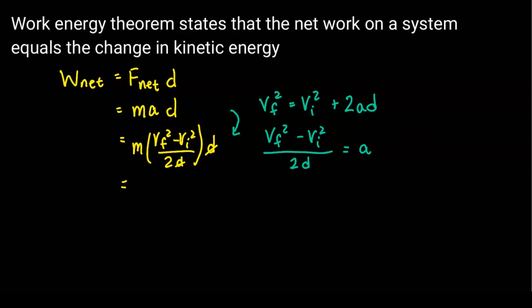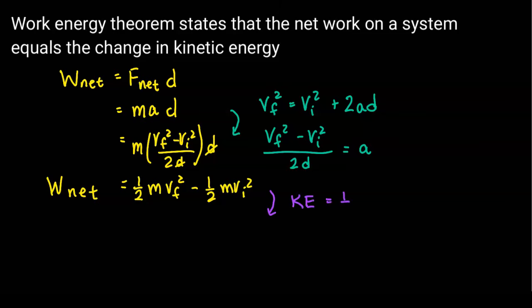And that leaves me with 1 over 2 mv final squared minus 1 over 2 mv initial squared. And all of that is equal to the net work. And we have a special name for 1 over 2 mv squared, and we call that kinetic energy. So 1 over 2 mv squared.